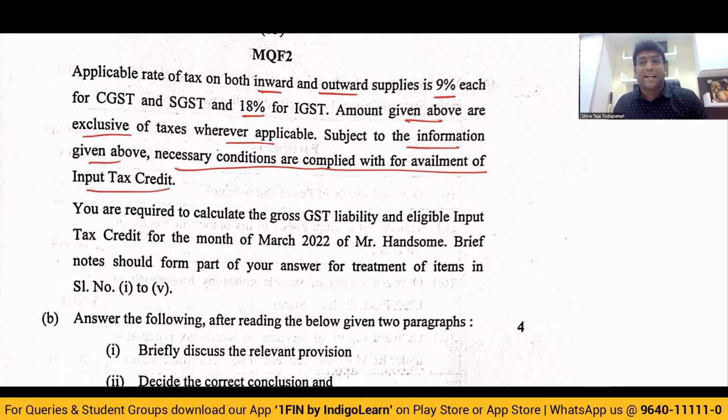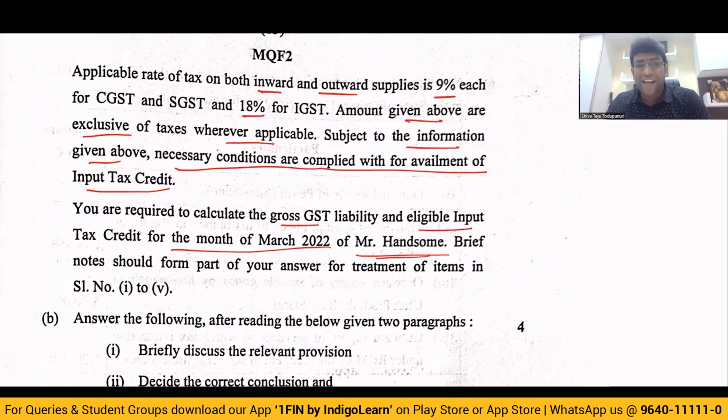For availment of input tax credit, you are required to calculate the gross GST liability and eligible ITC for the month of March 22 of Mr. Handsome. That's it. Calculate output tax liability, calculate net input tax credit, then set off that credit. You will also get the answer for net GST payable.